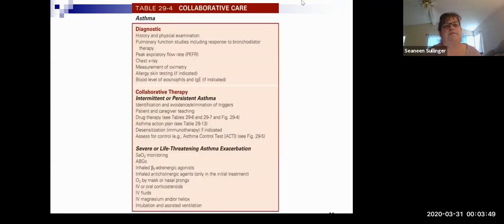So table 29.4, collaborative care, the drugs, the asthma action plans, you guys know about those. Looking at the pulse oximeters, you guys will go into ABGs more in 3rd semester. IV and oral corticosteroids. And again, what are you worried about with corticosteroids? What happens when the patient is taking corticosteroids? Right? Immunocompromised, yes. And then what happens to the blood glucose? It tends to increase when the patient is on corticosteroids. So you want to be aware of that.